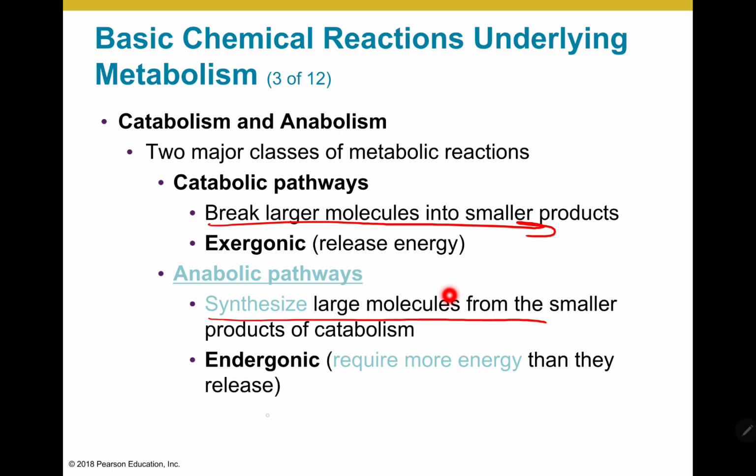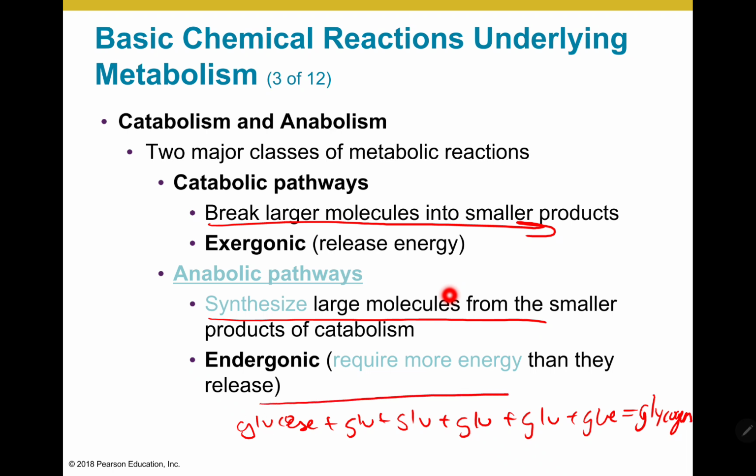So for example, if I was to make glycogen, you make glucose plus glucose plus glucose plus glucose plus glucose plus glucose. And what does that give us? Glycogen. So I'm anabolically synthesizing smaller ones to make a larger molecule. Obviously, catabolic would be breaking down this glycogen into many glucoses.